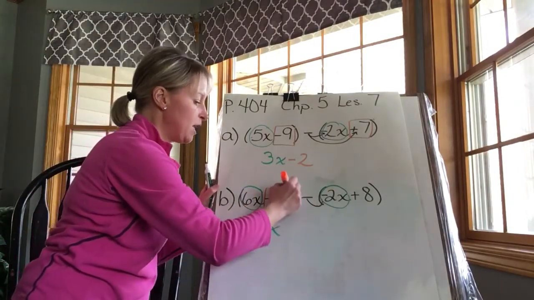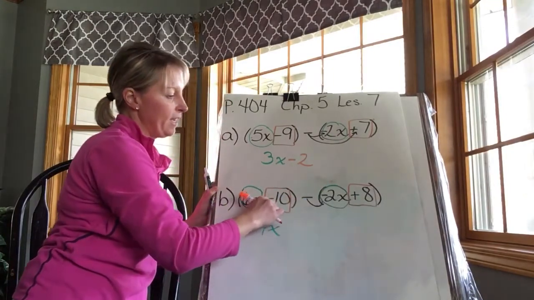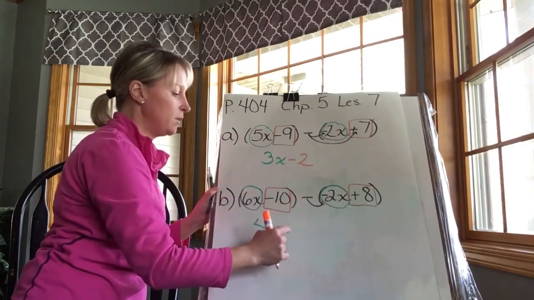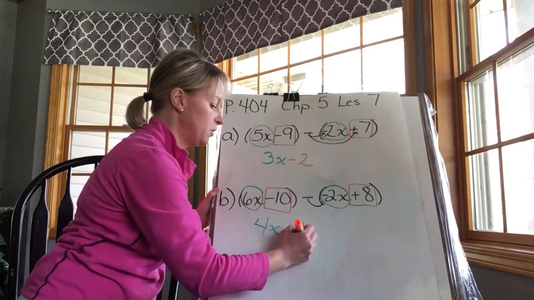And it's always helpful putting boxes and circles around it and including the sign. So I have a negative and a positive, so I subtract, and 10 minus 8 is 2, and take the bigger sign, so I have a negative 2.